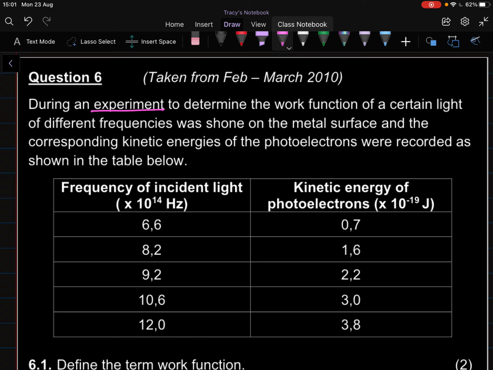So what this is basically saying to you, they wanted to know what the work function of a certain metal was. So they took the metal, they shone a whole bunch of light on it, and they recorded the energies of the photoelectrons. Don't stress too much about how they did it, but that's what they did.